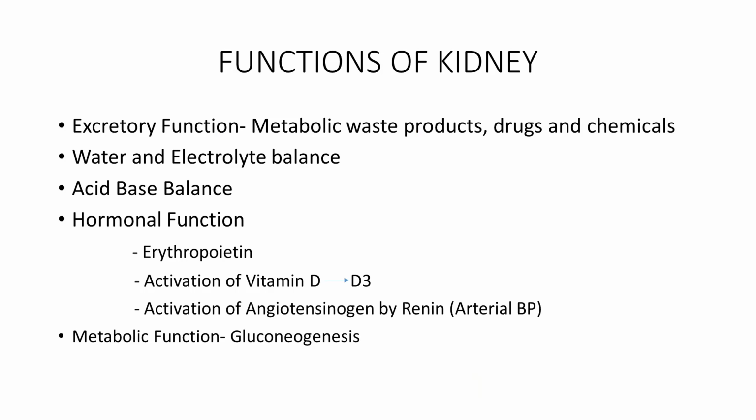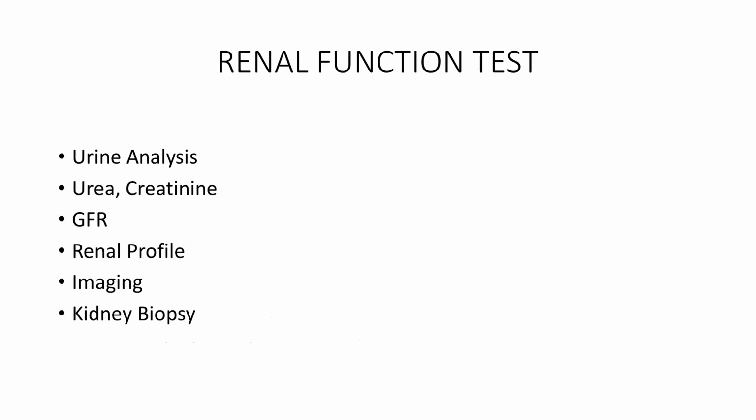Now, on the basis of these functions, we can proceed with the different kinds of tests which we perform on patients with kidney disease. The most important is urine analysis. This we will discuss in detail. Then urea and creatinine, which are a measure of the degree of renal impairment. It is routinely performed in patients with kidney diseases. GFR, that is glomerular filtration rate, tells how much the kidneys are affected. It is how we calculate the degree of renal impairment.